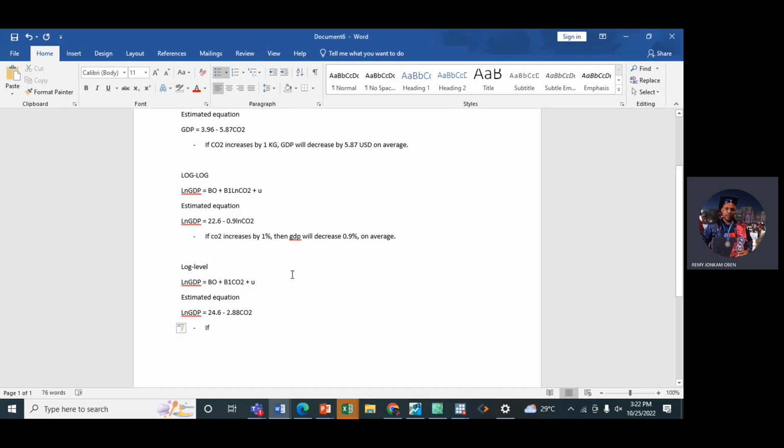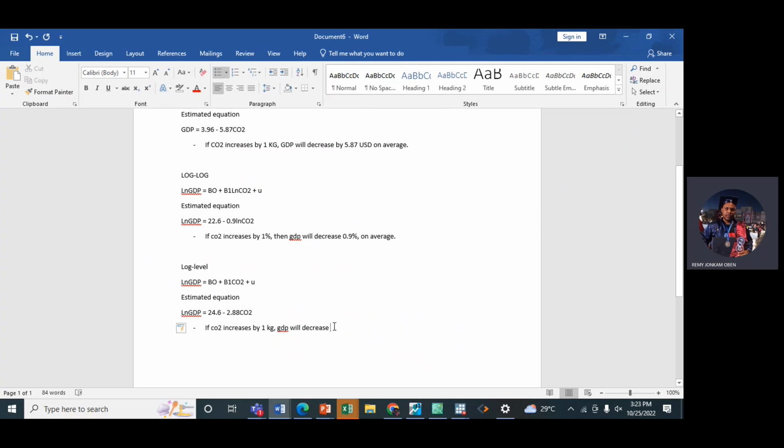So how do we interpret it? We'll say if carbon dioxide increases by, since this carbon dioxide is level, there's no log, we're using units. So we'll say 1 kilogram, not percentage, units. 1 kilogram, GDP will decrease. Again, decrease because here is minus. If here was plus, we'll say increase.